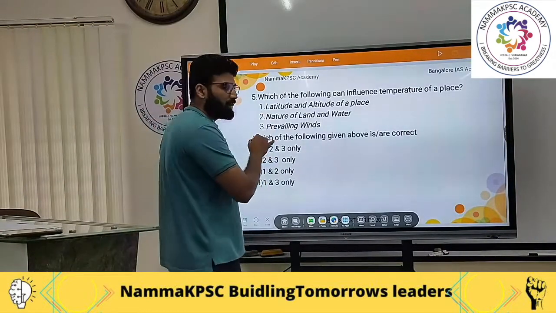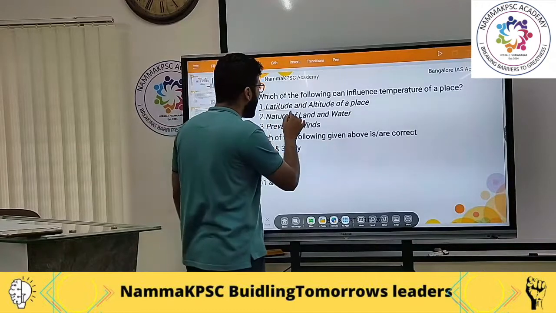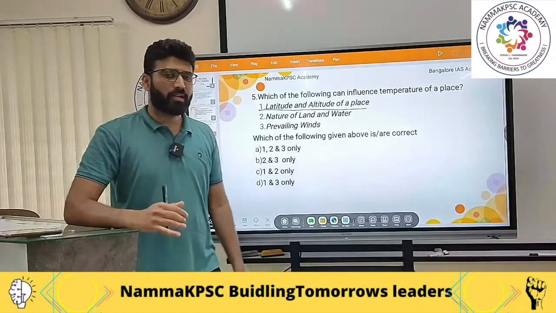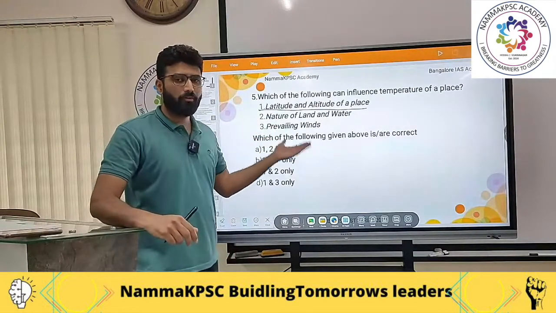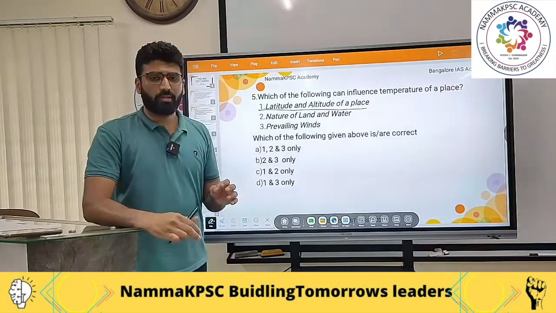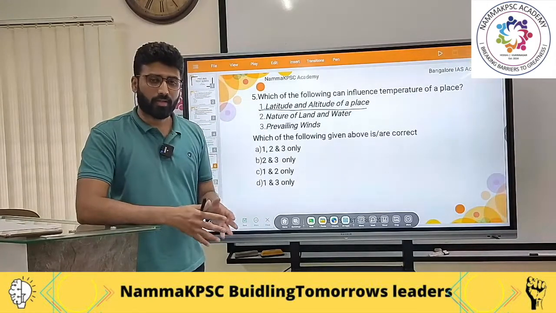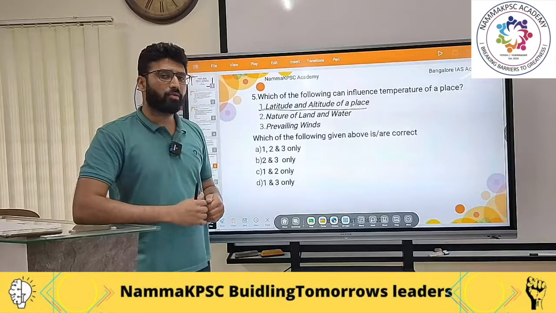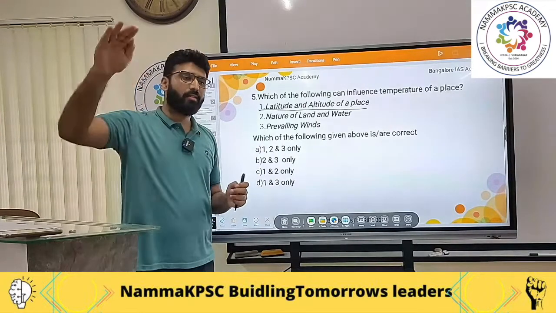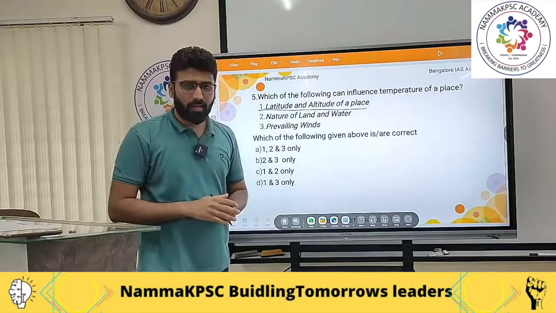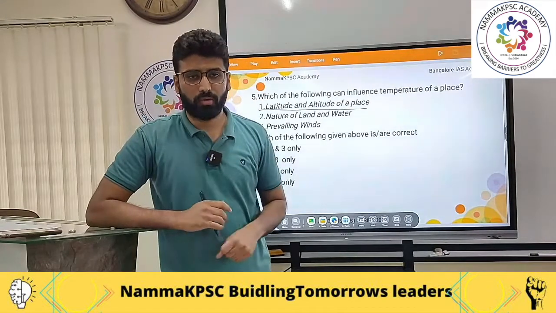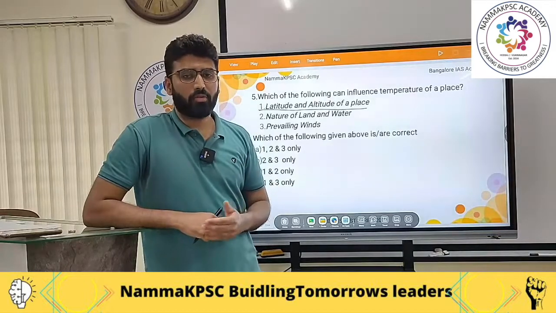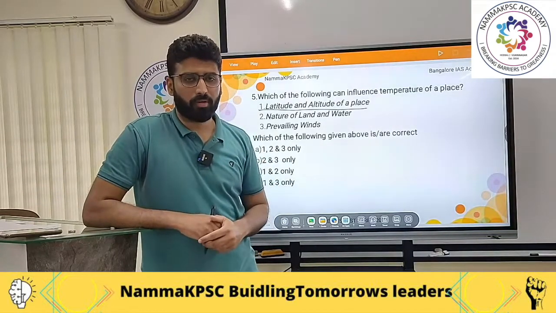Now, the first statement says latitude and altitude of a place. Does temperature of a region depend upon the latitude? Of course it does. Equatorial region, you receive more sunlight, whereas if you go higher up in the latitudes, the amount of incoming solar radiation reduces. The sunlight which is received is also along an oblique, and hence it is much, much cooler. So higher latitudes always very cold, whereas lower latitudes it is much hotter and warmer.